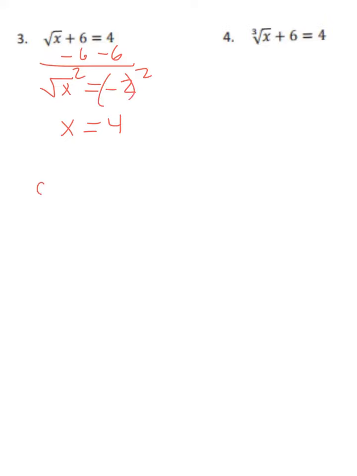Seems pretty good, right? So let's go to the check. I take the square root of 4 plus 6 equals 4. The square root of 4 is 2. What's 2 plus 6? 8. Hold on. 8 does not equal 4.